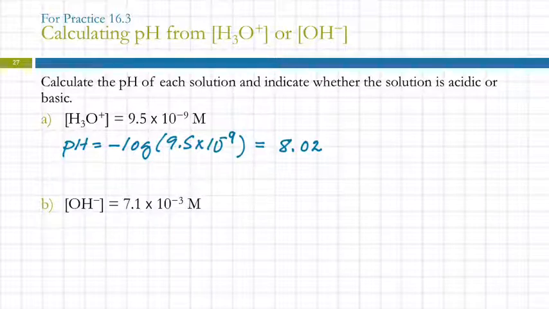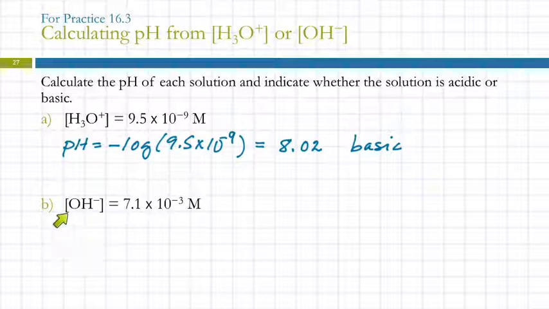Is this acidic or basic? It's basic. So it's good to be able to think about this in several different ways. We can look at the hydronium ion concentration and say, well, that's less than 10 to the minus 7, which would be pure water. So if I have less hydronium ion, then I have more hydroxide ion. We should also be able to look at the pH. If the pH is above 7, it's basic. If it's below, it's acidic.